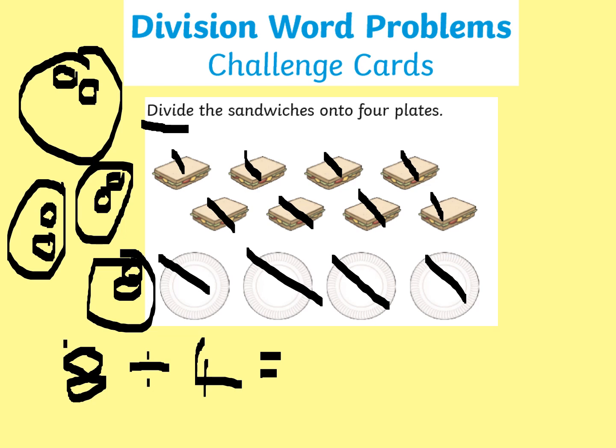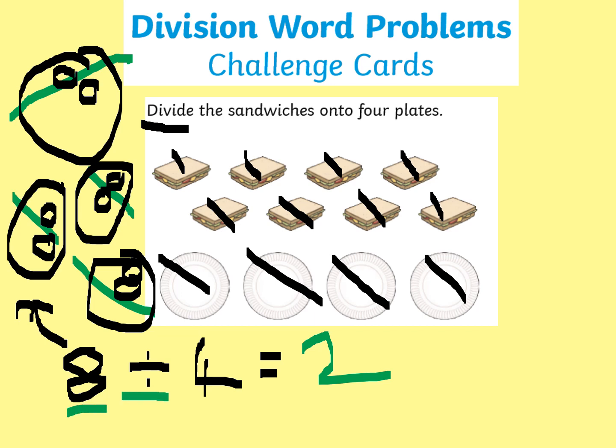So I've shared my 8 sandwiches between the 4 groups. How many sandwiches did they get each, guys? Let's have a look at our groups. This plate had 2 sandwiches. This plate had 2 sandwiches. This plate had 2 sandwiches. This plate had 2 sandwiches. So it's equal. They each get 2 sandwiches. 8 divided by 4 equals 2. 8 shared between 4 equals 2.